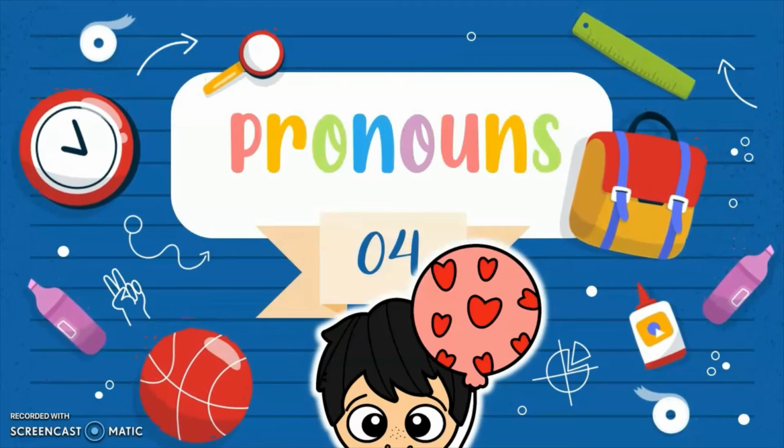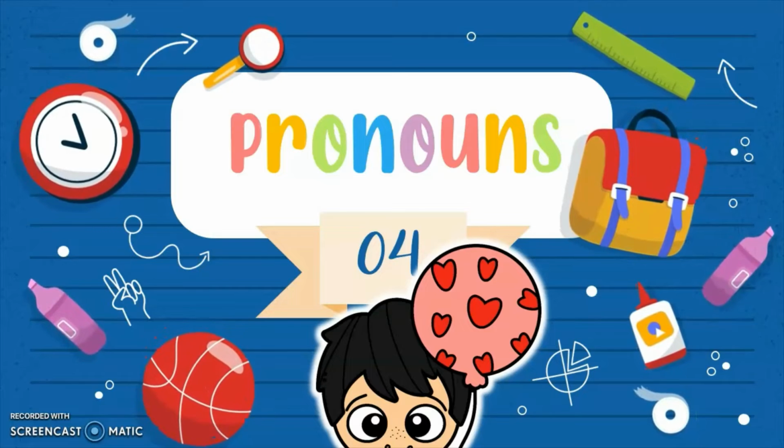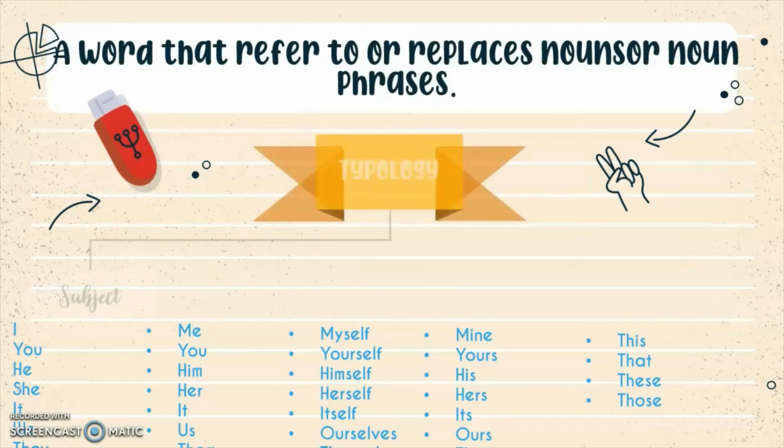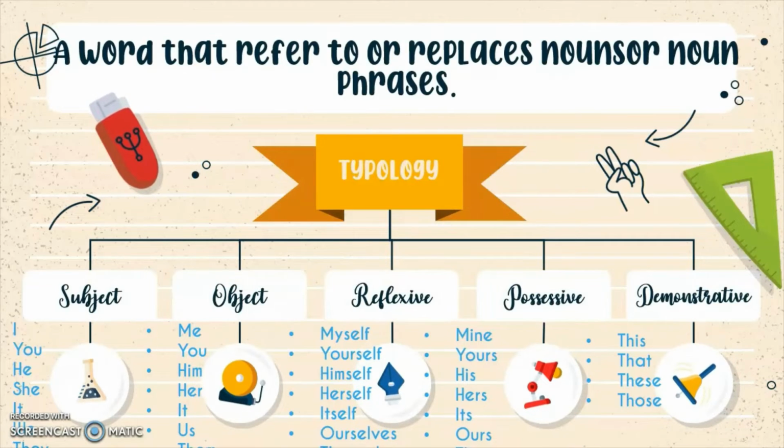Number 4, pronouns. A pronoun is a word that refers to or replaces nouns or noun phrases. The pronoun typology is subject pronouns, object pronouns, reflexive pronouns, possessive pronouns, and demonstrative pronouns.